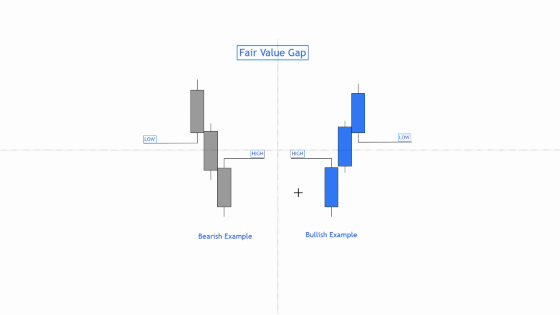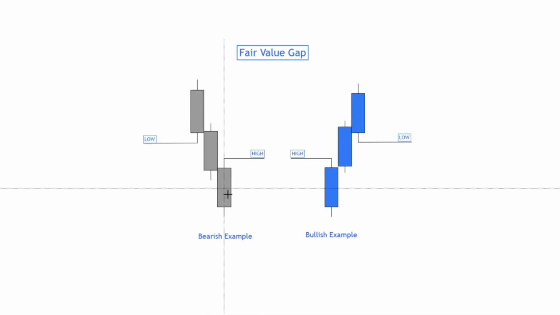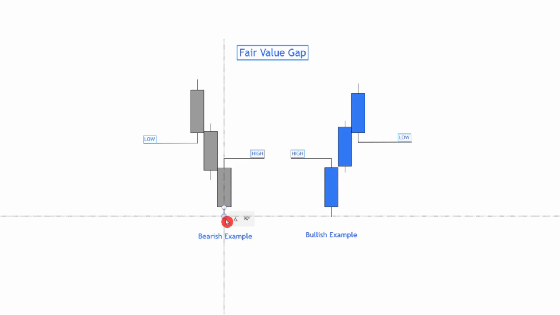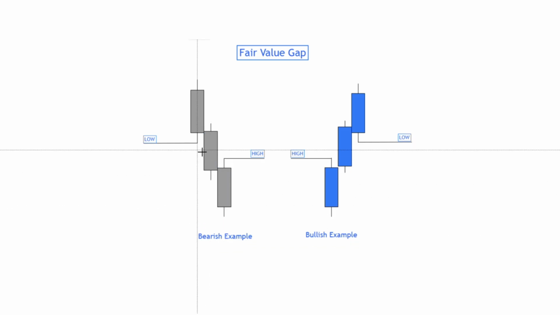Well, a fair value gap is a three candlestick formation that occurs when the price action fails to fully overlap across those three candles. Specifically, the low of the first candle does not overlap with the high of the third candle, and the high of the first candle does not overlap with the low of the third candle. This lack of overlap creates what we identify as an inefficiency or a gap in market structure.